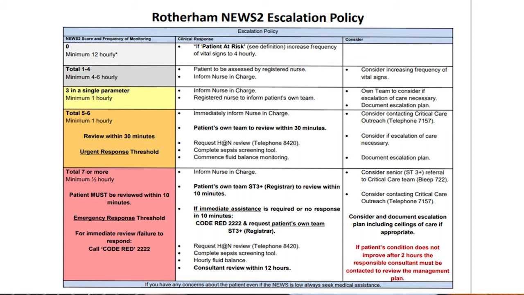We should consider whether the patient needs a sepsis screening tool. So anybody with a score of 5 or above and signs of an infection needs the sepsis screening tool completing, and they should also be on fluid balance monitoring. Think about whether you need critical care outreach, a valuable resource that can help support you in the care of these patients. And again, make sure those escalation plans are documented.